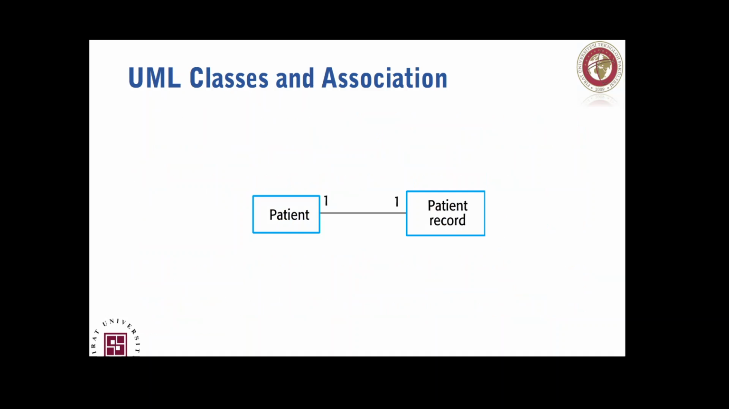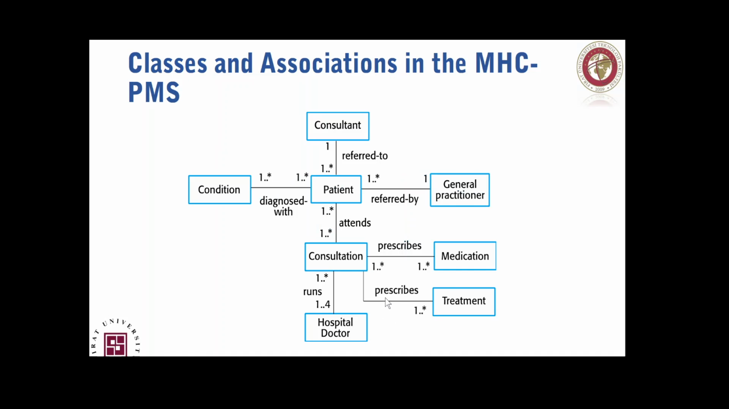So look at this. We may have a class of patient, and it's associated with patient record. And this is what we call a one-to-one association. That means a patient may have one patient record, and maybe a patient record may have just one patient. And this is not usually the case, for a patient record may have so many patients or so many records of patients. So we may have different patients connected to the same patient record. We will discuss those later on.